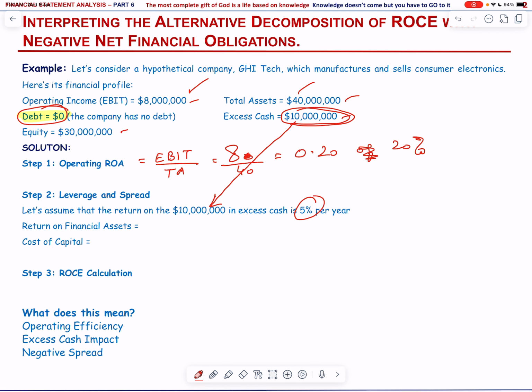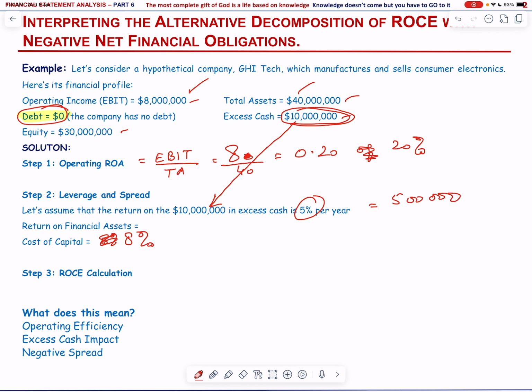So, the company is going to earn 5% on this 10 million. This is going to be equal to 500,000. They are going to earn 500,000 from its marketable securities. In addition to this, let us assume that the company's cost of capital is say 8%. We take the cost of capital as 8%.